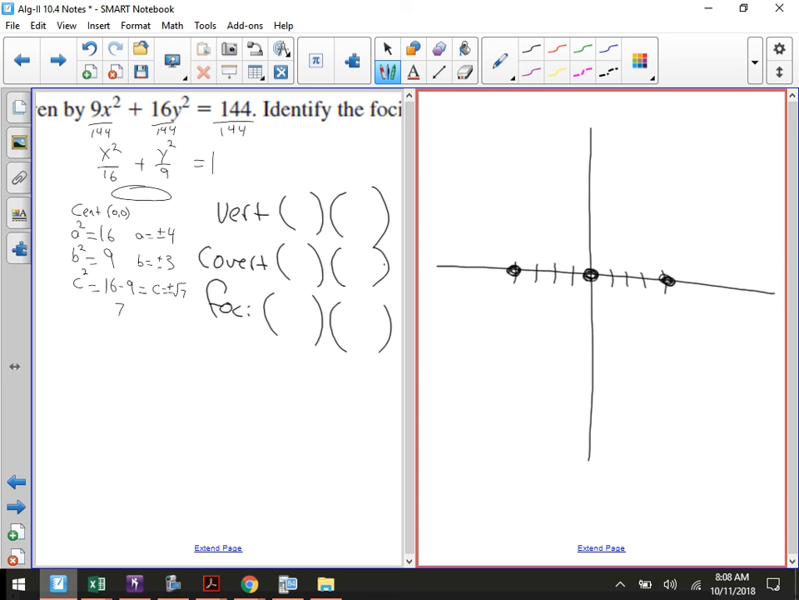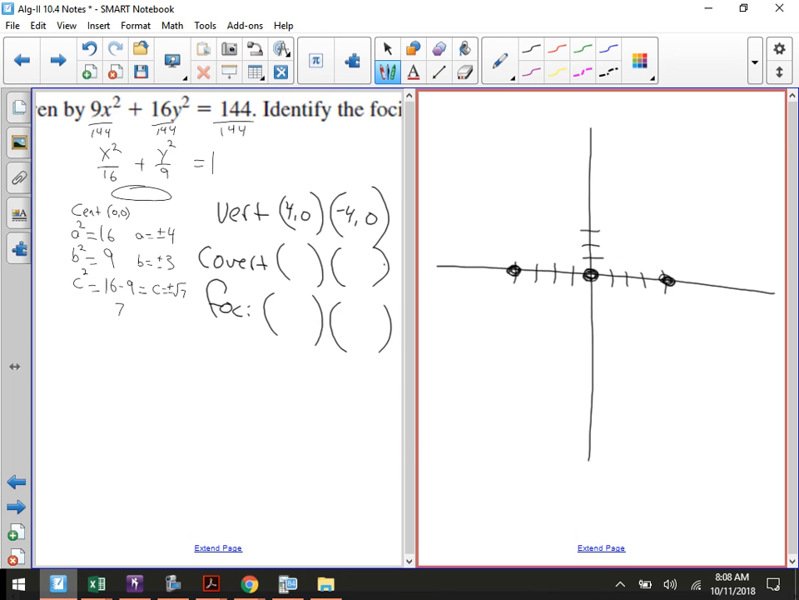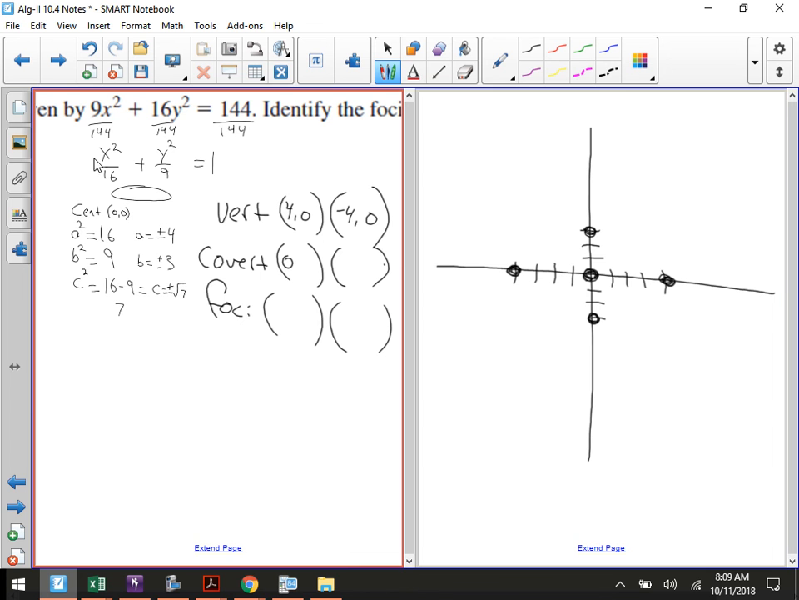Those ordered pairs then are (4, 0), (-4, 0). Every time I plot a point, I'm going to write down the ordered pair, okay? Just to keep tabs on things. I do it again. The co-vertex is the distance from the center to the b value, which is the distance from the center to the co-vertex, and that was up and down 3. So that's at (0, 3), (0, -3).